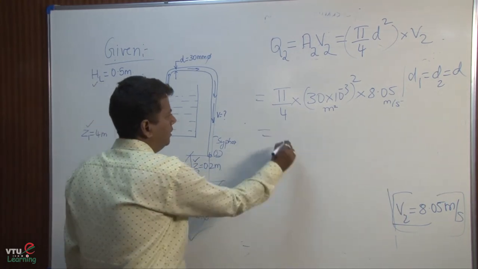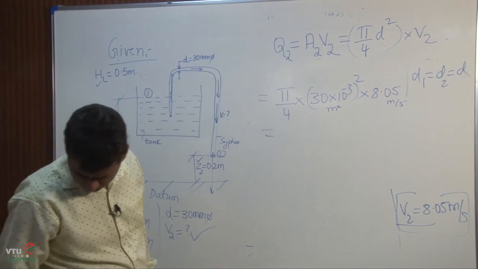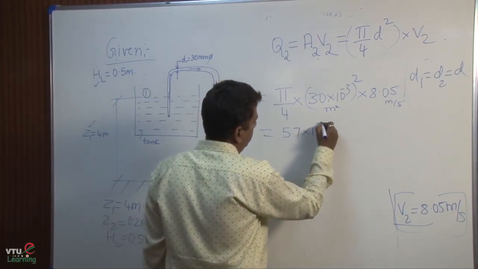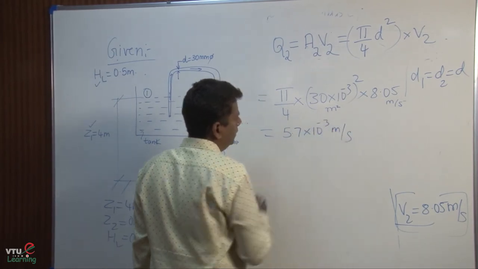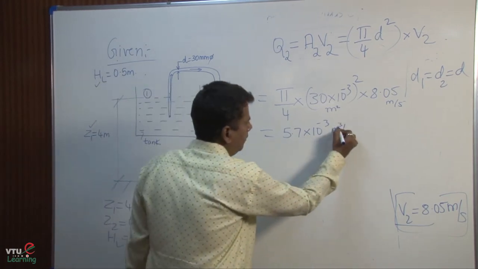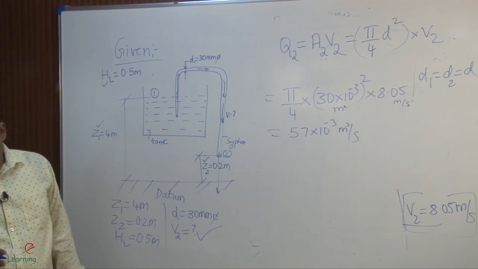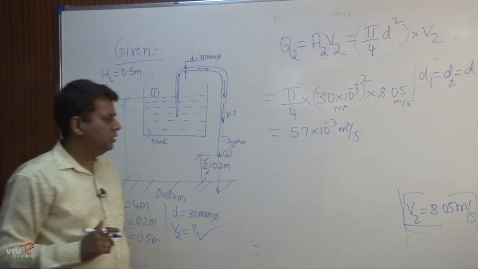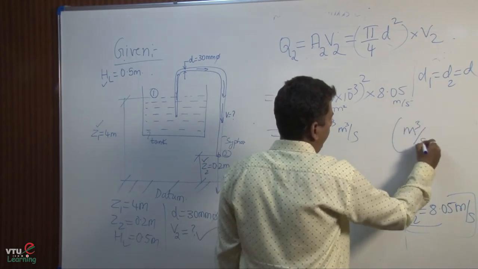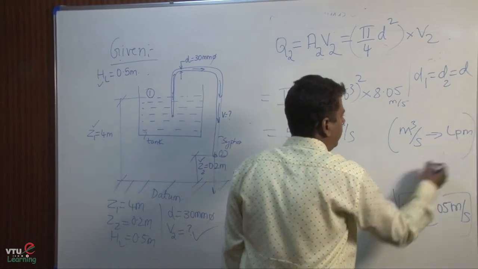Now if you simplify this, the answer you get is 5.7 into 10 to the power of minus 3 meter cube per second. This is the discharge in terms of meter cube per second. But we want this in terms of what? Liters per minute.